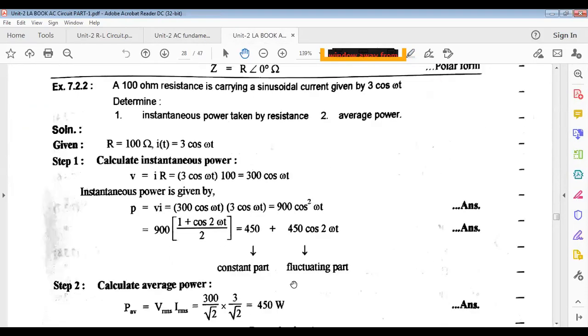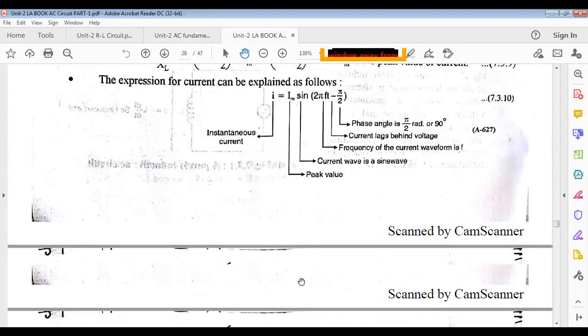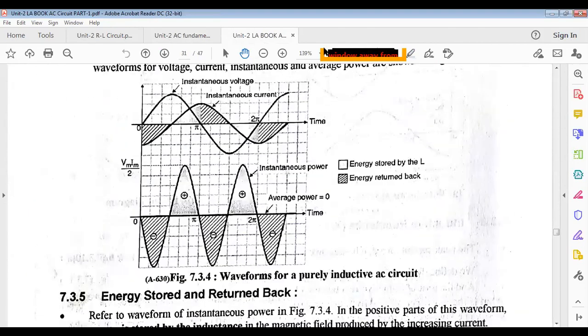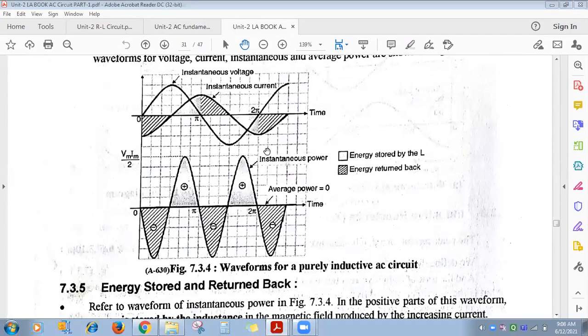Now, in case of an inductor, I explained the waveforms to you. For an inductor, v(t) = Vm sin(omega t) is the voltage. This waveform we have seen a number of times. Current lags it by 90 degrees. So the voltage waveform starts from 0 degrees, which means the current waveform will increase positively from where? Current lags voltage by 90 degrees.